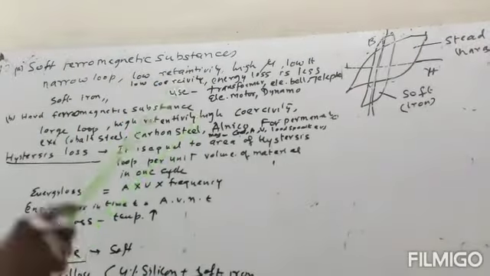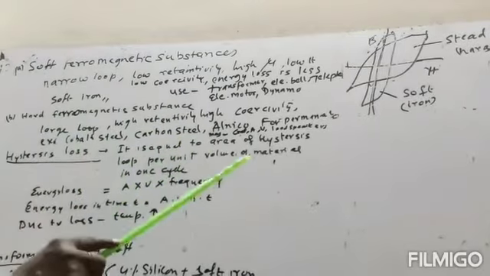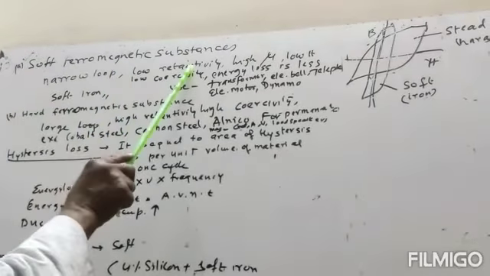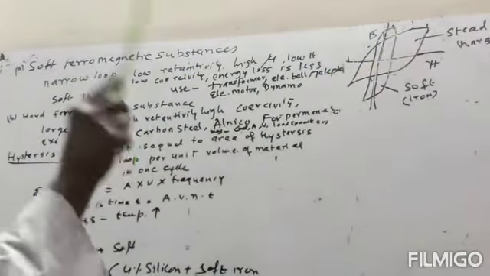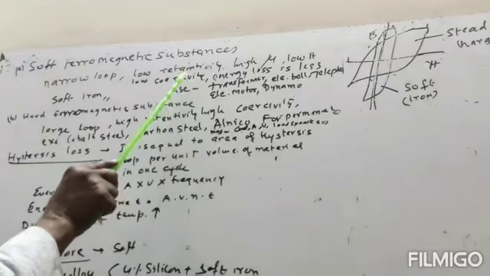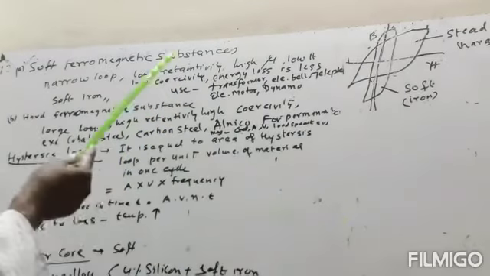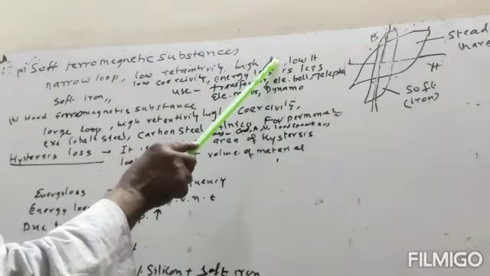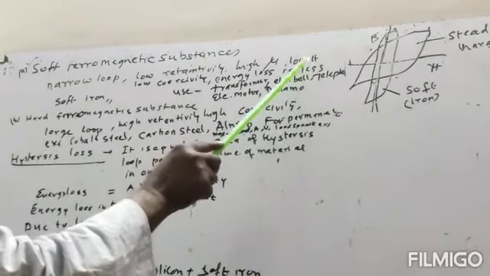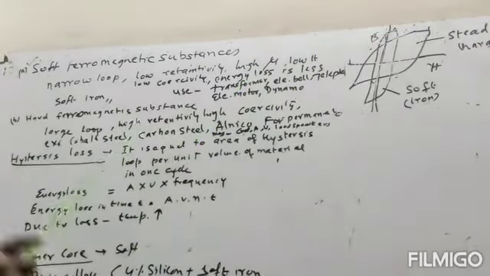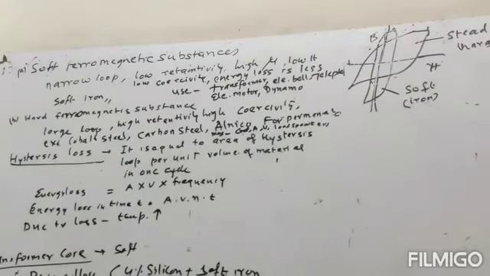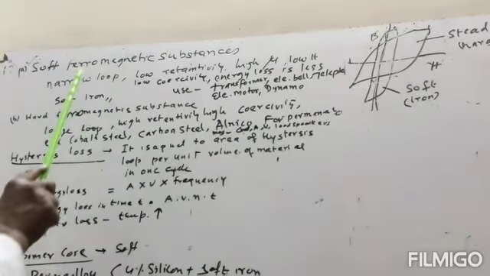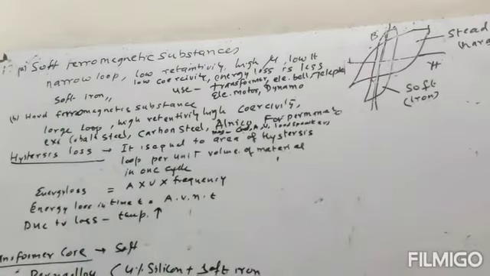Number one, the area of the loop is very small, or it is a narrow loop. Second, it has low retentivity. Then there is a low coercivity, which means it can be demagnetized easily, and it can be magnetized easily. So mu is high, and H is low. When H is small, mu is high. So such types of ferromagnetic substances are soft ferromagnetic substances. Example is soft iron.